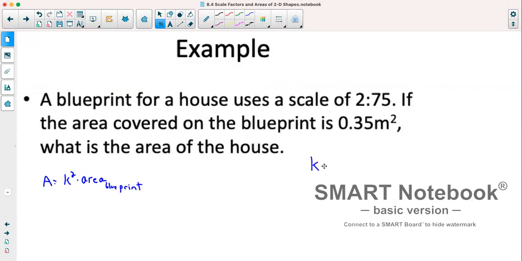Now our K, because we are going to something larger, will be the larger number of these two, so 75 over the smaller one of 2. So our area is going to be equal to 75 over 2 squared times 0.35. And that gives us 492 meters squared.